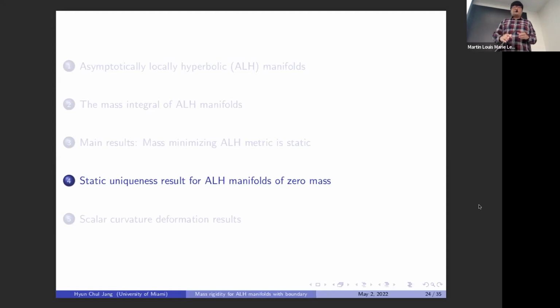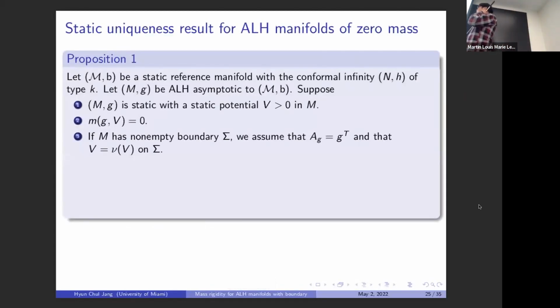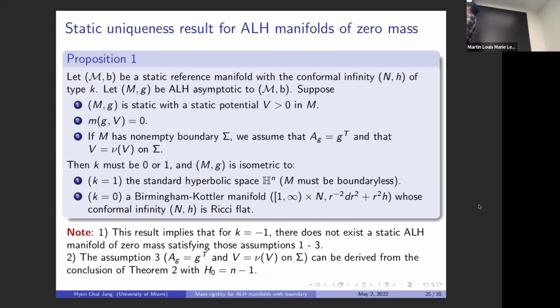Now I'm going to move on to the ingredients of the proof, okay? In the main theorem three, we use this static uniqueness result for ALH manifolds of zero mass, okay? So it goes like this. If you have the static reference manifold and conformal infinity has type k, and we consider a positive static manifold, which is positive in the interior M, and mass is zero, and this M has non-empty boundary sigma, then we assume this condition: the second fundamental form is equal to the induced metric, and the static potential on the boundary is equal to its normal derivative. Okay, then it turns out k must be zero or one. k equals negative one cannot satisfy these three conditions.